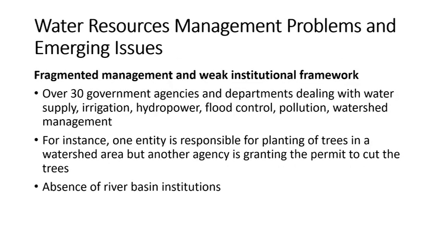Now, the problems and emerging issues. First is the fragmented management and weak institutional framework. If you actually count the number of agencies and departments dealing with those water management functions, there are more than 30. So you have 30 departments, agencies, and whatsoever, but you don't actually have one institution that is actually managing river basins. Okay, there's none.